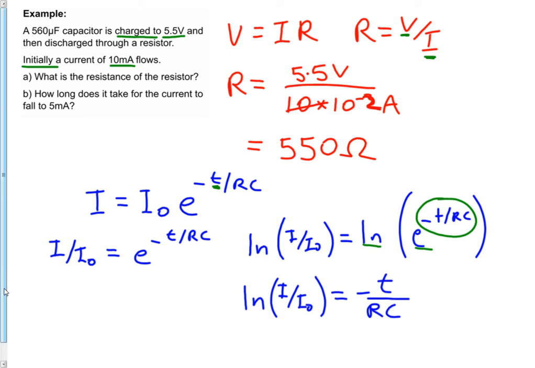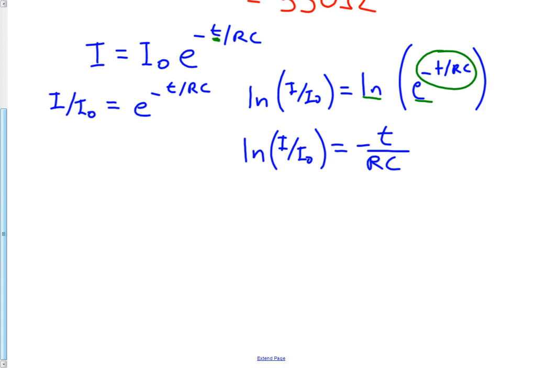So we're not a million miles away now. We've just got to get our t on its own. So we've got to take the minus sign over to the other side and multiply both sides by RC. So minus RC ln I over I naught equals t. And then all we've got to do is substitute in the numbers.